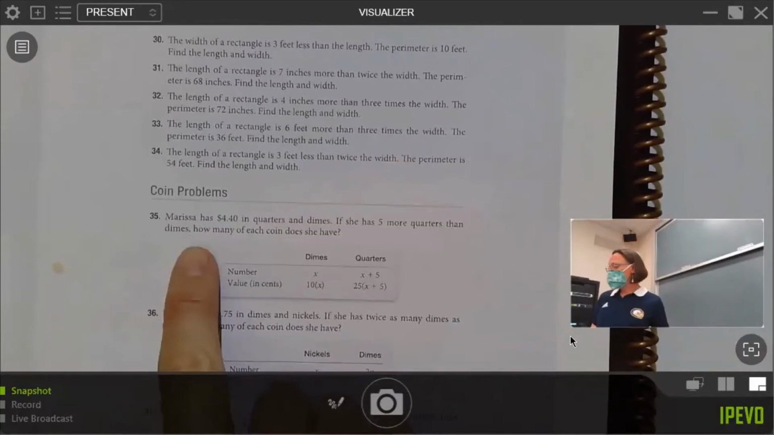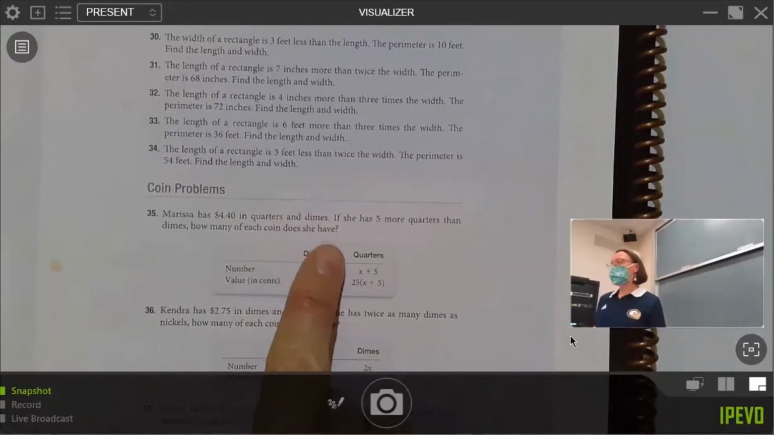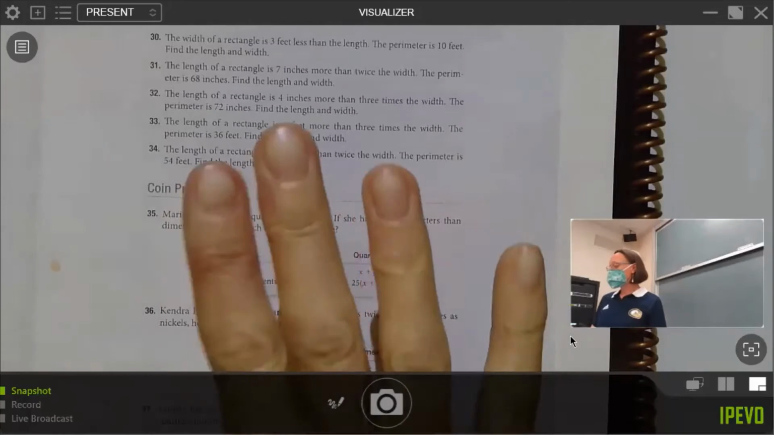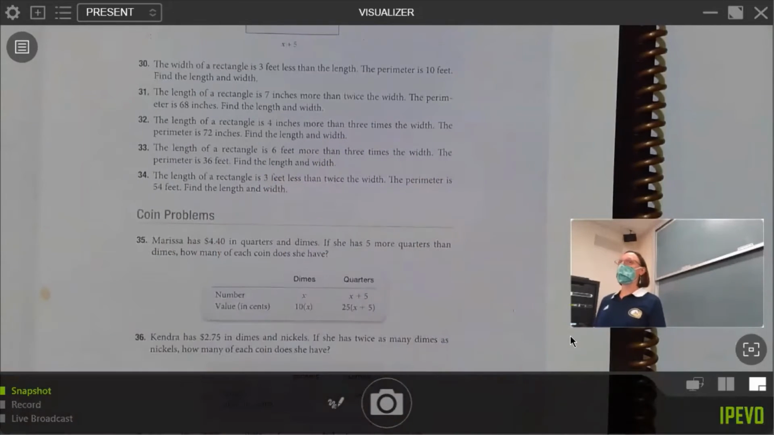No one cares if Marissa has 440 in quarters and dimes. Like, the whole point of it is just to practice translating words to math. So if it feels pointless and it feels like these are some really dumb real world problems, they are really dumb real world problems. We're just practicing translating things to math.